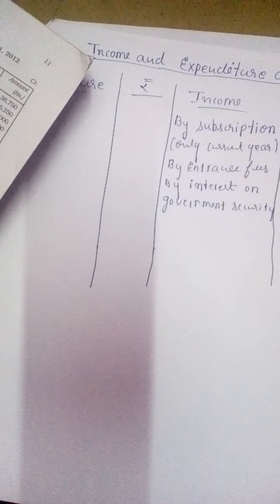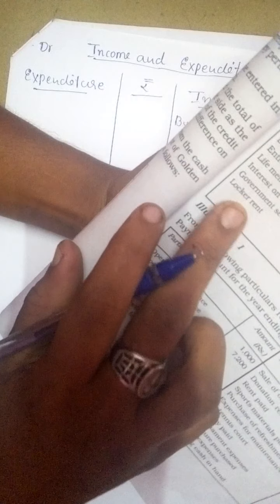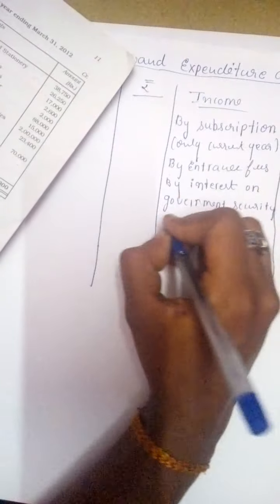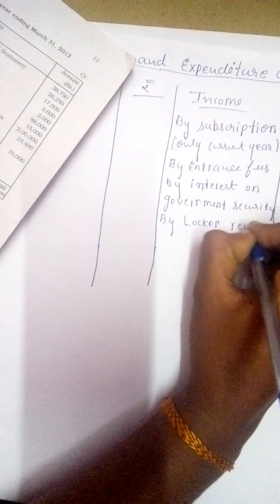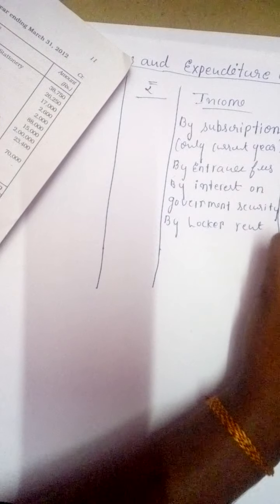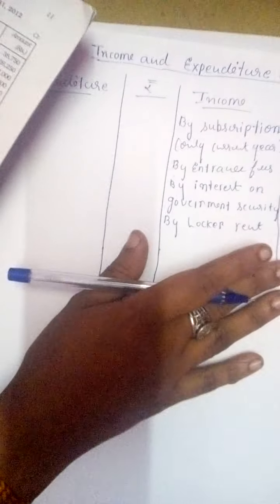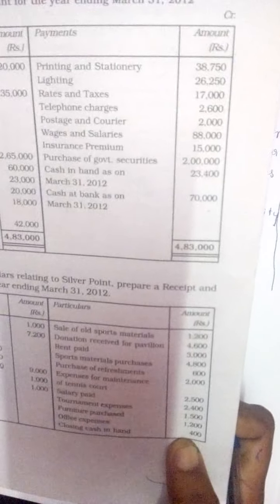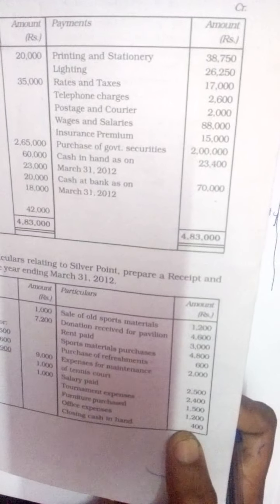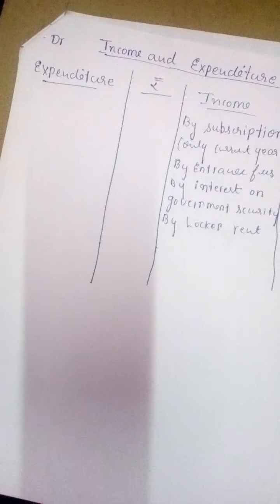So next one, see there is a next item, locker rent should be recorded, right? It should be recorded under the income side of the income and expenditure account by locker rent amounting to rupees 42,000. So we have written the income side. Now see the payment side. Printing and stationery should be recorded under the expenditure side of the income and expenditure account.